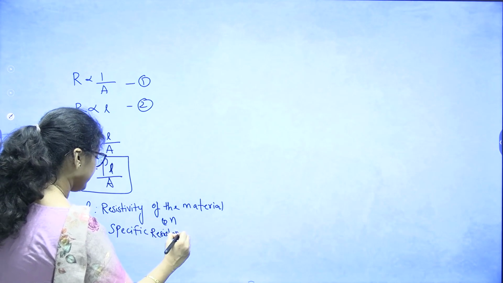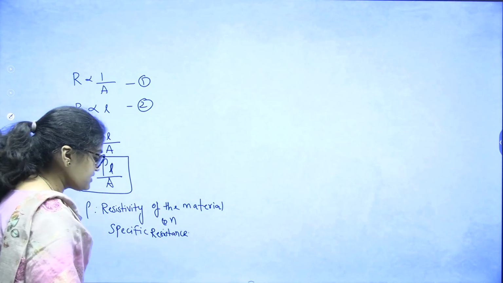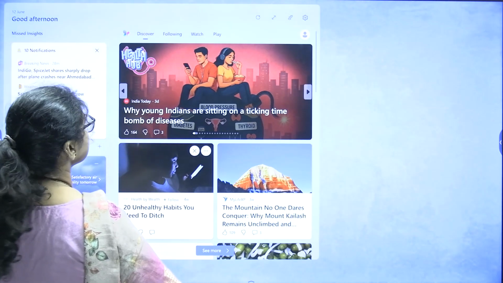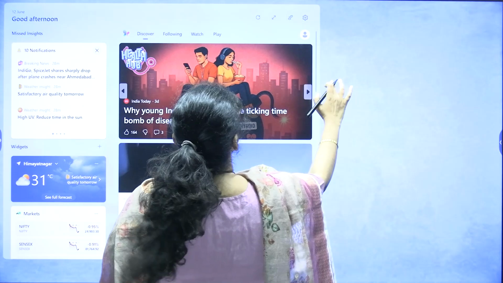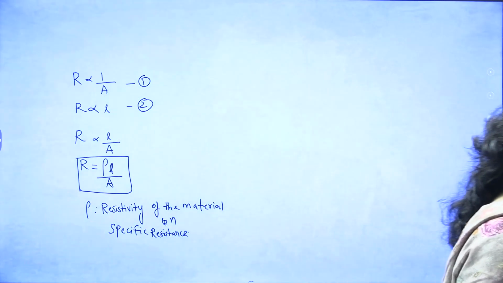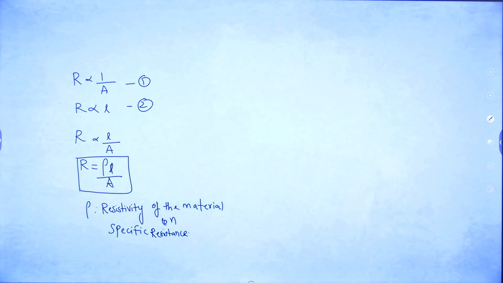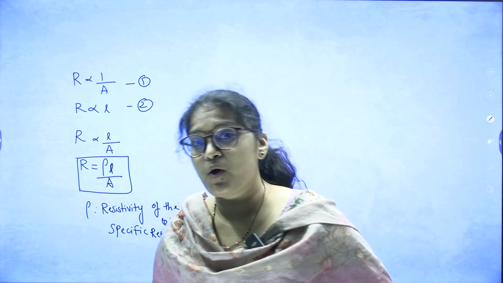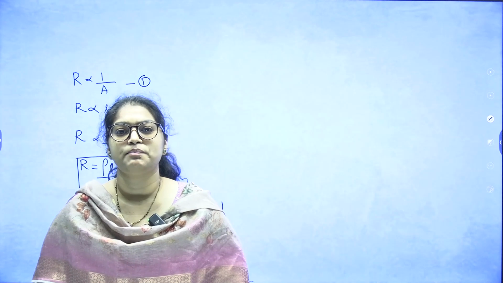Terminologies are very important. So rho is resistivity of the material or specific resistance. So from this what we can say, resistance depends upon the length and area, and it also depends upon the temperature.